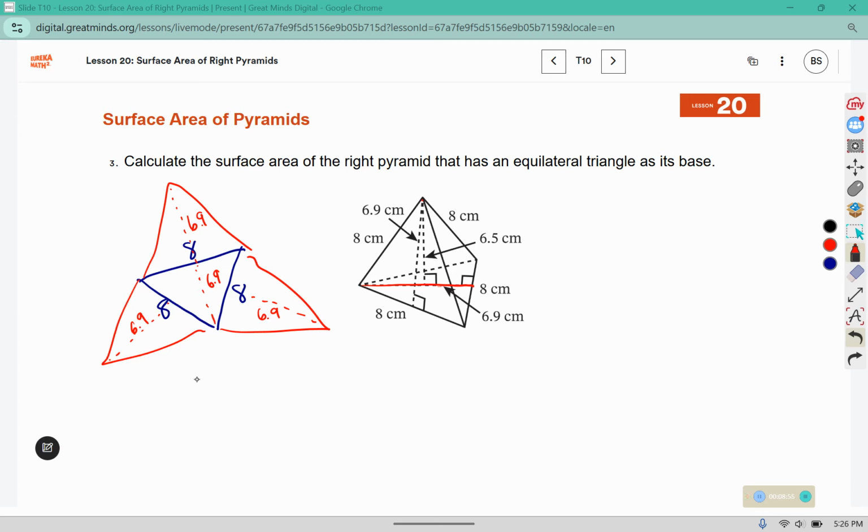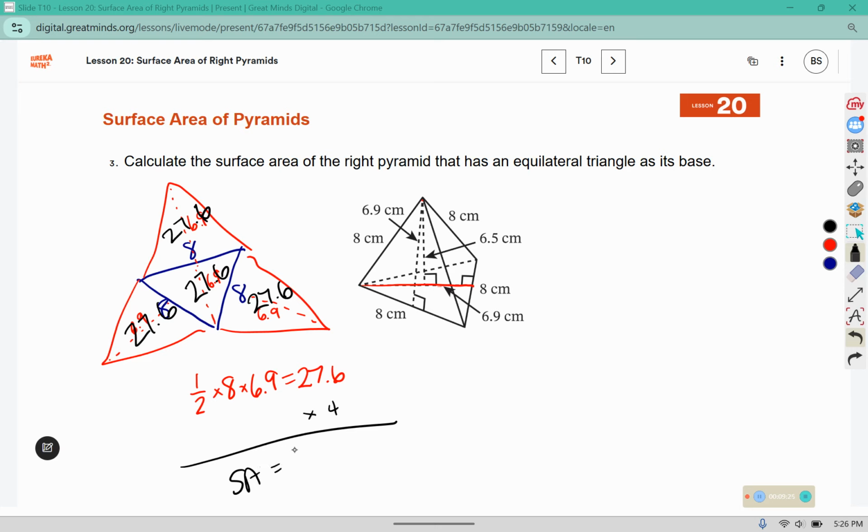So these have a base of 8 and a height of 6.9. Half of 8 is 4, and 4 times 6.9 is 27.6. And all of these have an area of 27.6. So instead of just adding them all together, we could multiply that value by 4 for the surface area. And that is 110.4 centimeters squared.